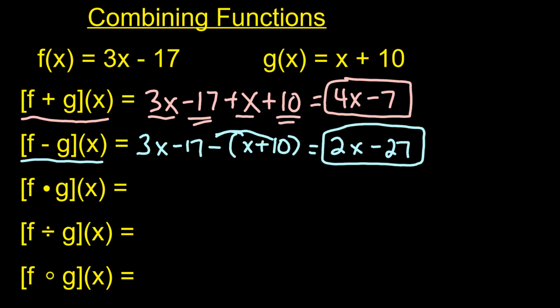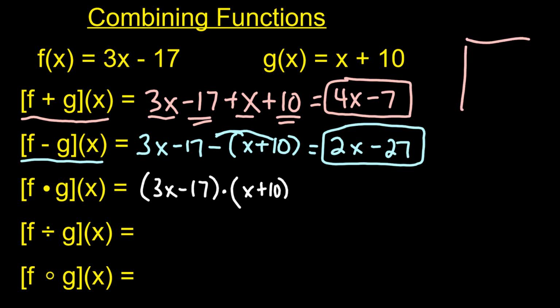All right, the next one, that circle, is f times g. And so we're just multiplying these two functions together. We've got 3x minus 17 times x plus 10. And then if you remember, multiplying binomials is what this is called, is we're going to distribute each thing in twice. Sometimes teachers call it foiling. Sometimes you'll see like a box method. If you're familiar with that, I'll kind of draw it off on the side.